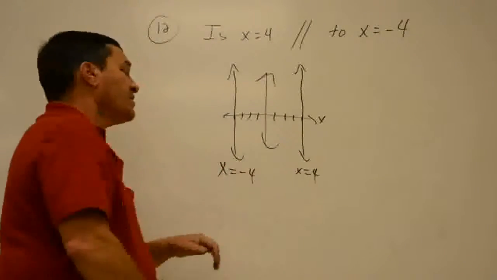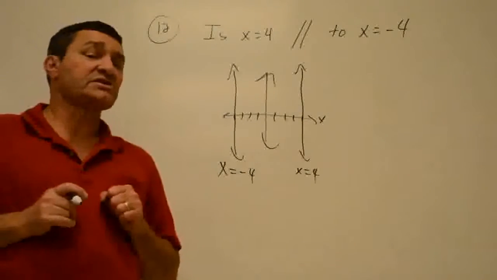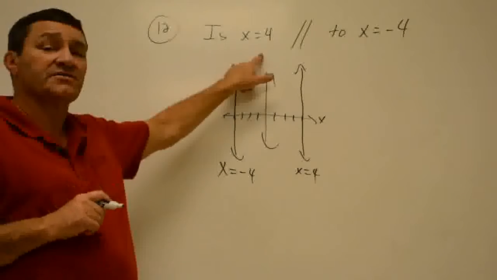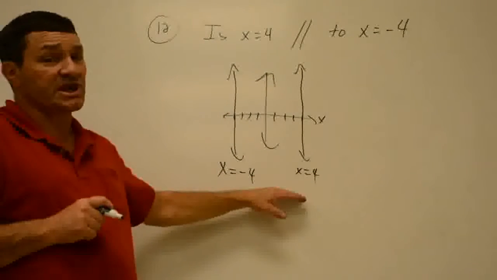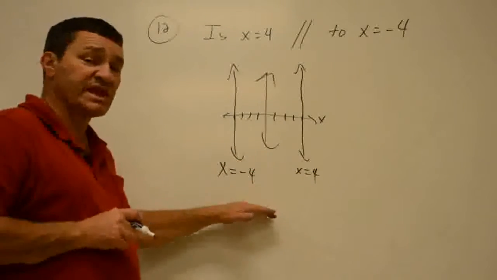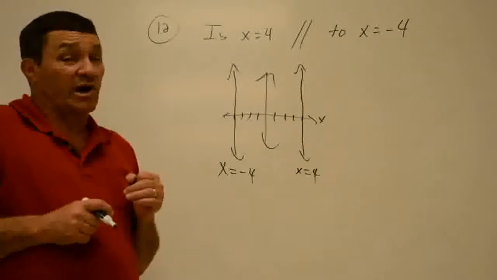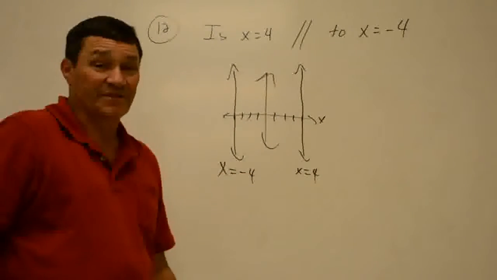Are these two lines parallel? Certainly they are. What is the slope of each of those lines? Ooh, this is a little weird. What is the slope of any vertical line? It's undefined. And so we can't say that these slopes are the same. Undefined may or may not equal undefined. But we're just going to say all vertical lines are parallel and let it go at that.